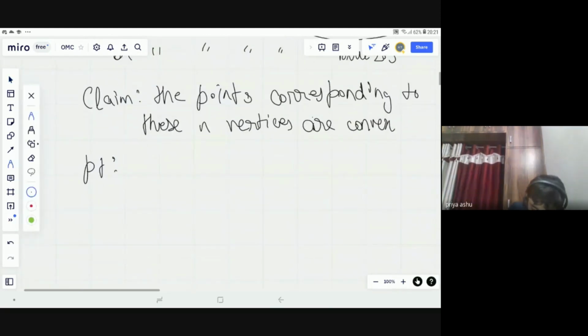assume not. If not, then just because these points are not convex, we must have some 4 points such that one point is inside the triangle determined by the other three. Just because we're assuming the points are not convex, I'm not saying this must hold for every 4 points; some 4 points would exist such that a point is inside the triangle determined by the other three. Okay, perfect. Let the labels of these points be A, B, C, and D.